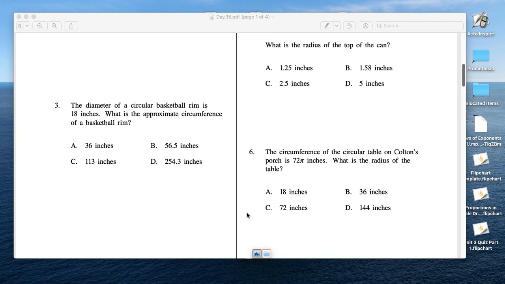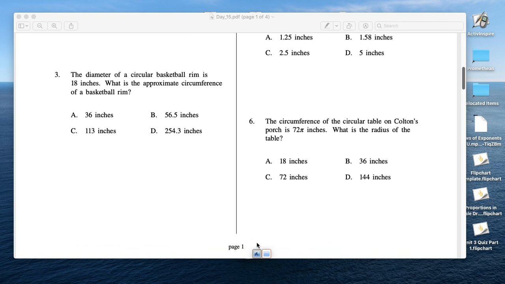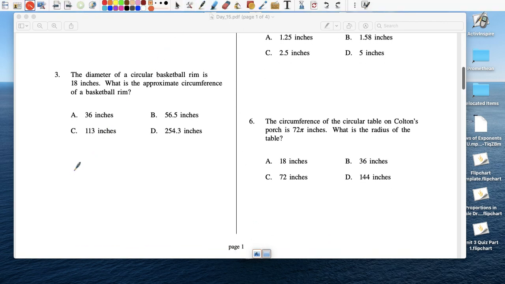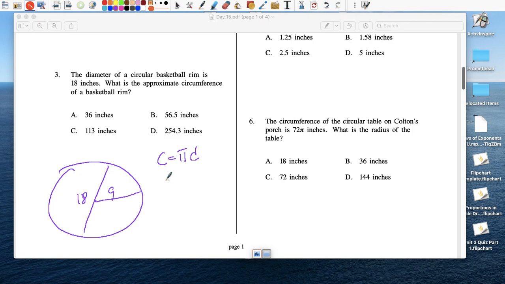3. The diameter of a circular basketball rim is 18 inches. The diameter is 18, which means the radius is 9. What's the approximate circumference? C equals pi d. C equals pi times 18. They actually want you to multiply this one out. We got 56.5 inches, rounded. B.